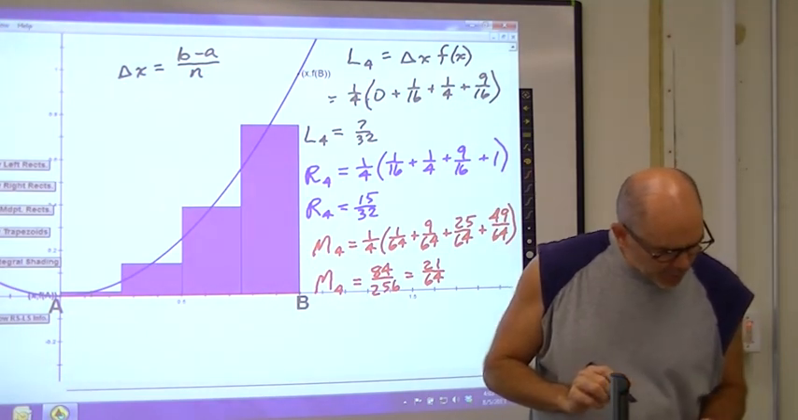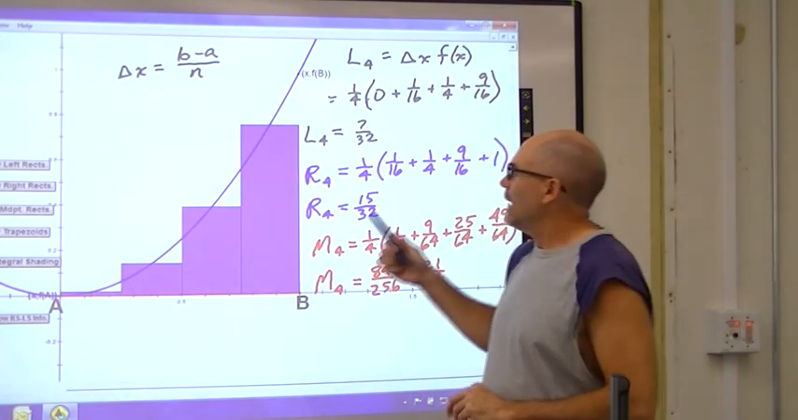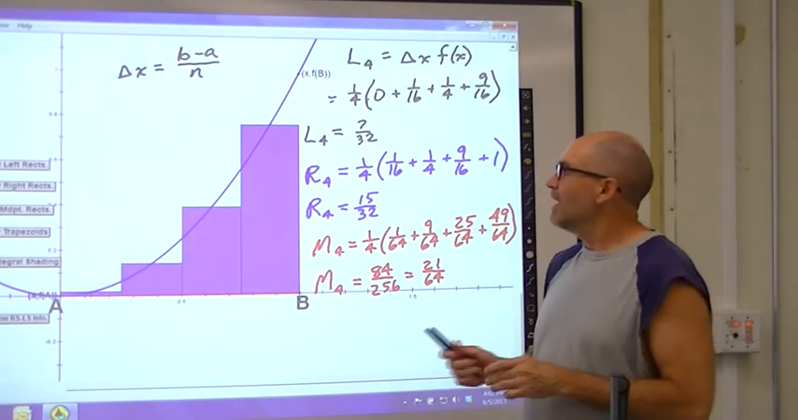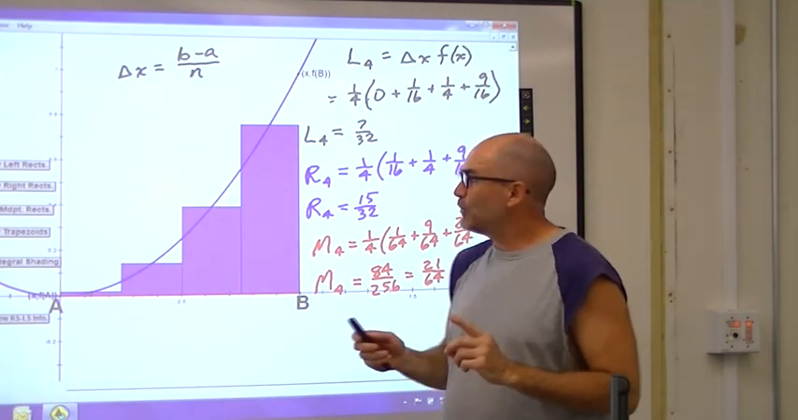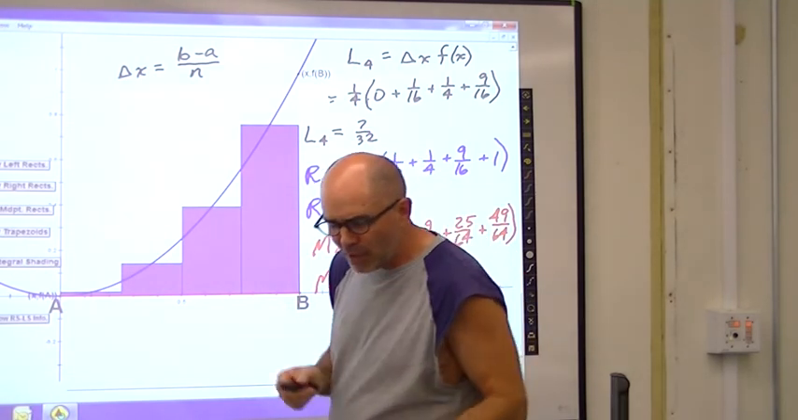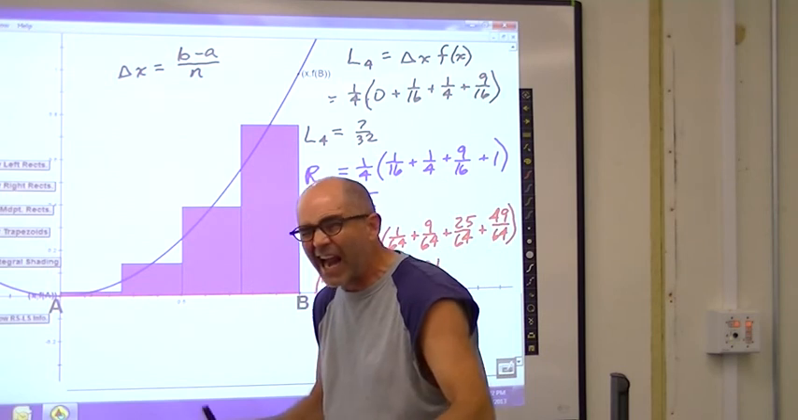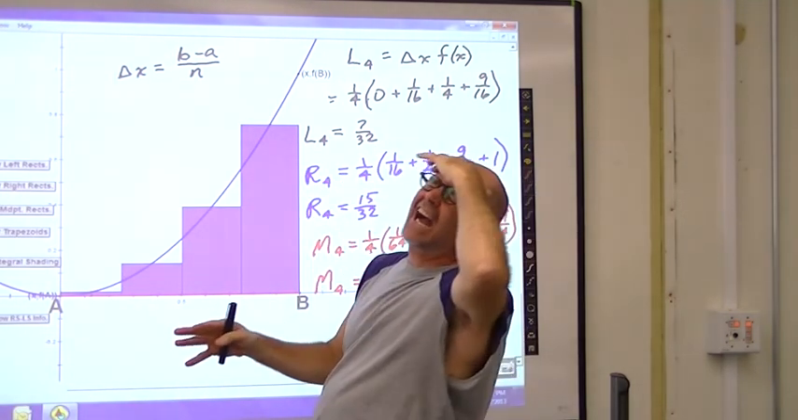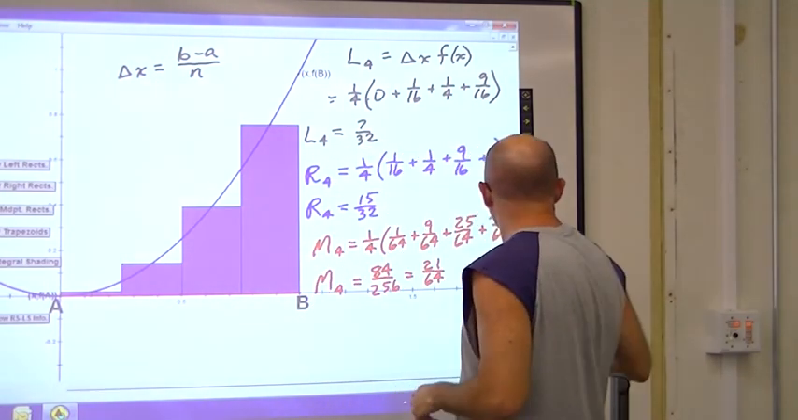Okay, the next thing we want to do is, we've talked about estimating the area under these curves. Now what we want to do is find the exact area under these curves. So what we're going to do then, instead of having 4 rectangles or 50 rectangles, we're going to have infinitely many rectangles. Yes, infinitely many. Okay, so let's do that.